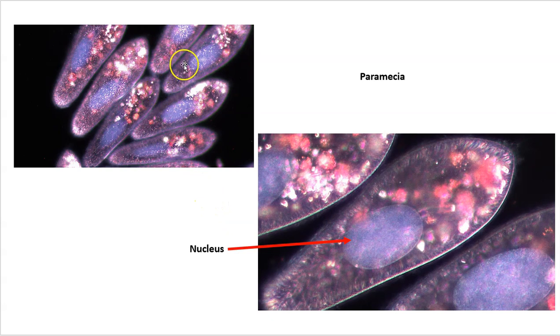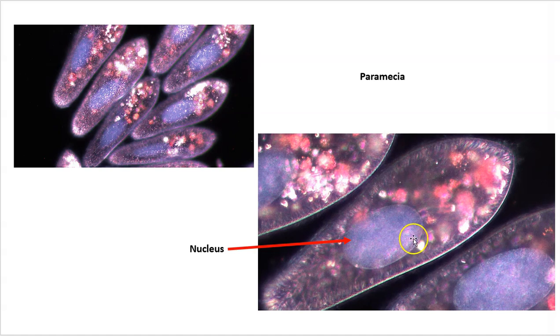Now here we see a picture of several paramecia, and the lighting is just such that we're able to make out the nucleus. So the blue oval structures there, those would be the nuclear membranes of each cell. Here we see an enlarged picture of that. So here's the nucleus of a complex cell, Paramecium.